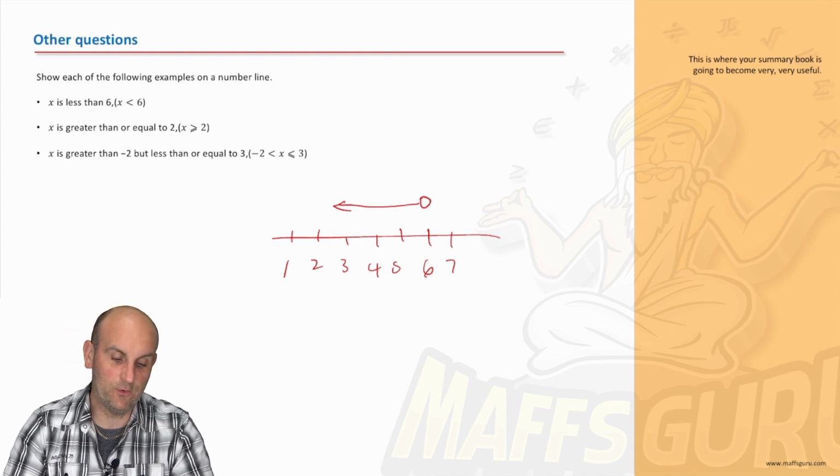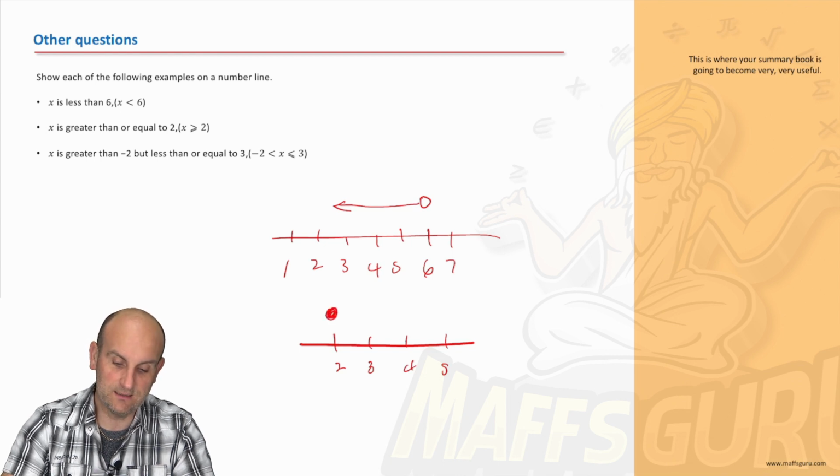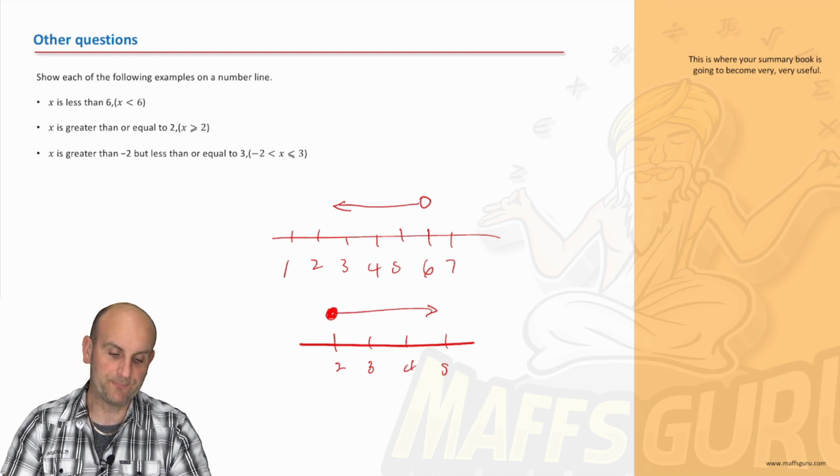X is greater than or equal to 2. Again, do a number line. There's 2, 3, 4, 5. Greater than or equal to is a coloured in circle at 2, and then just do an arrow with a line to the right.